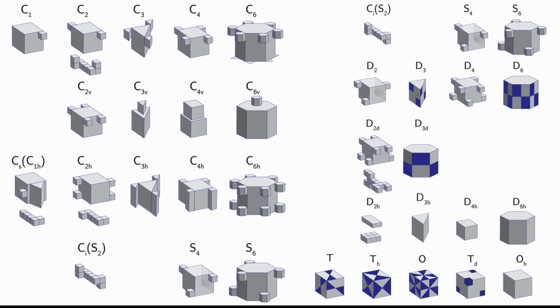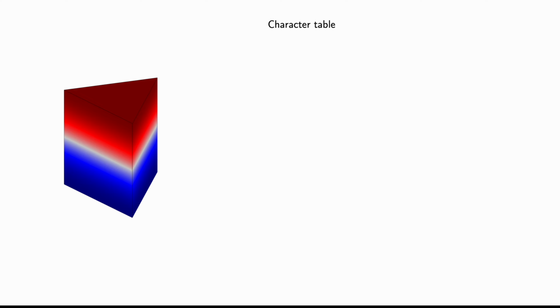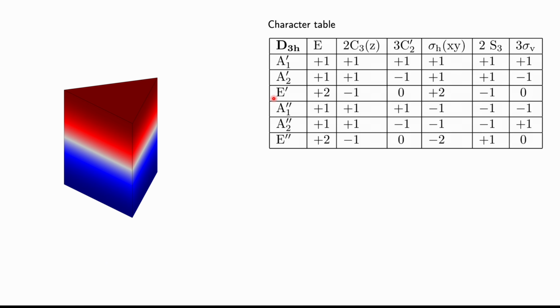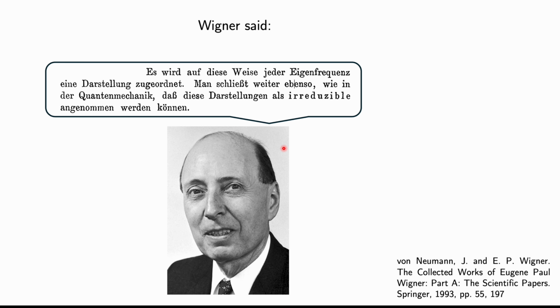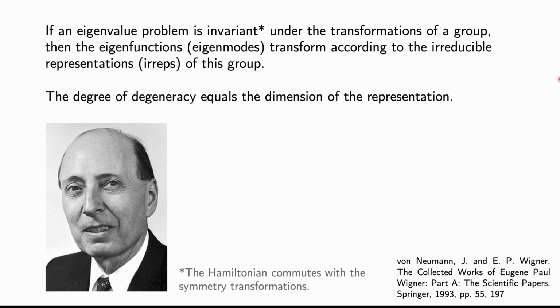Let's consider a simple example. Take the group D3h. This could correspond to a resonator shaped like a prism with an equilateral triangle at its base. Such a group has 6 representations called A1', A2', E', and the same with double primes. You might ask, so what? Well, a long time ago, Wigner said the following. If an eigenvalue problem is invariant under the transformations of a group, then its eigenfunctions or its eigenmodes transform according to the irreducible representations of that group.